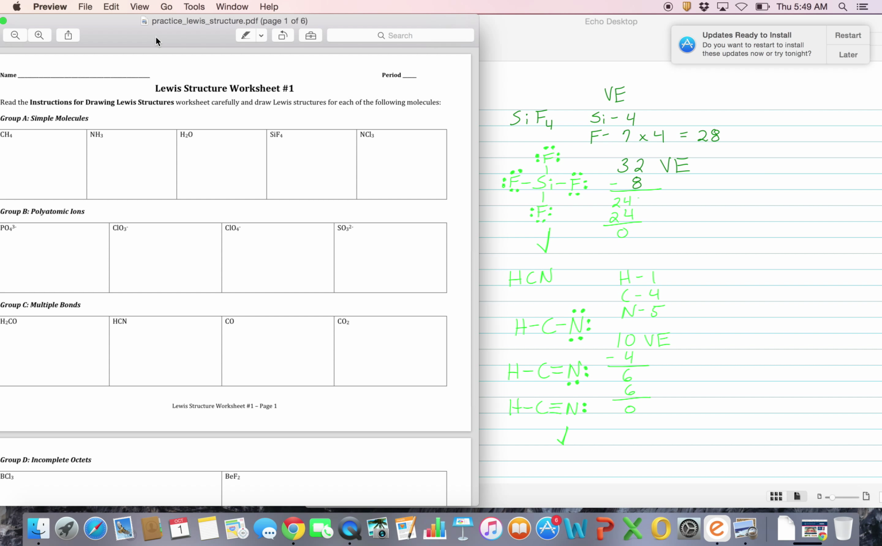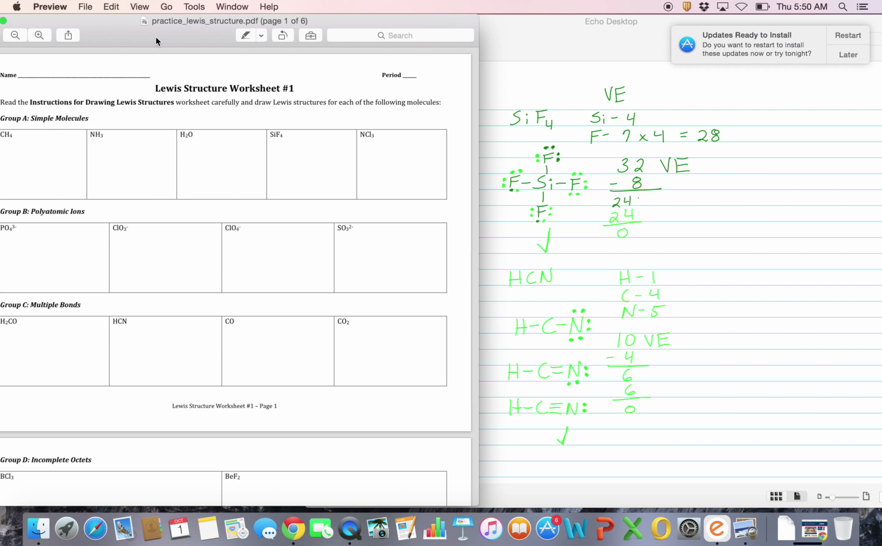Okay, remember, we look for what is the central atom, and we put that in the middle. Fluorine is a halogen. It does not want to be a central atom. So we go with silicon in the middle. We then put all of the other atoms around it, and we create a single bond between each of those, using up 8 electrons. And that leaves us with 24.